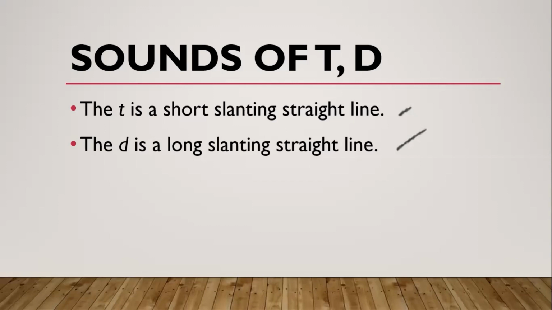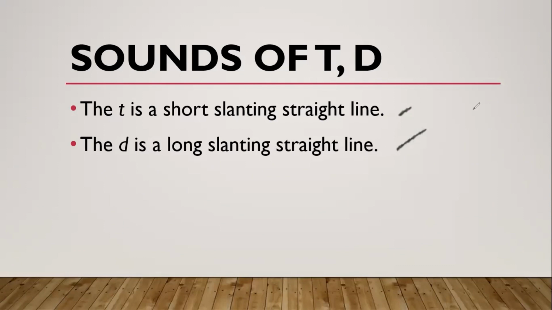So last time, I already discussed the strokes for the sounds of A, E, N, and M, right? Okay, so in this video, we are going to discuss the sounds of T and D, or ta and da. The T is a short, slanting, straight line, like what you see on the right side of the slide. So this is the stroke of T, okay? And the D is a long, slanting, straight line like this one, okay?